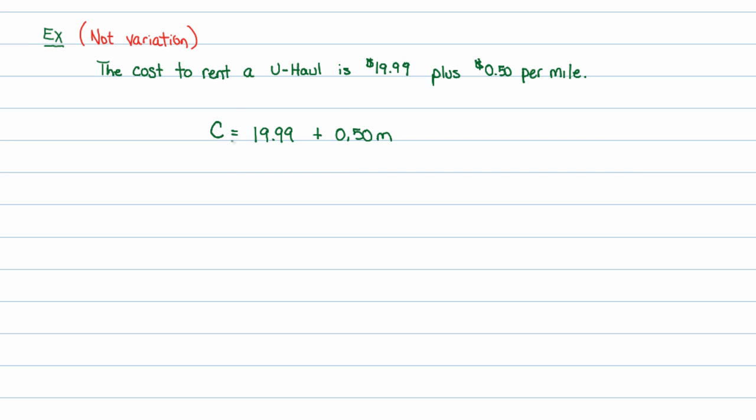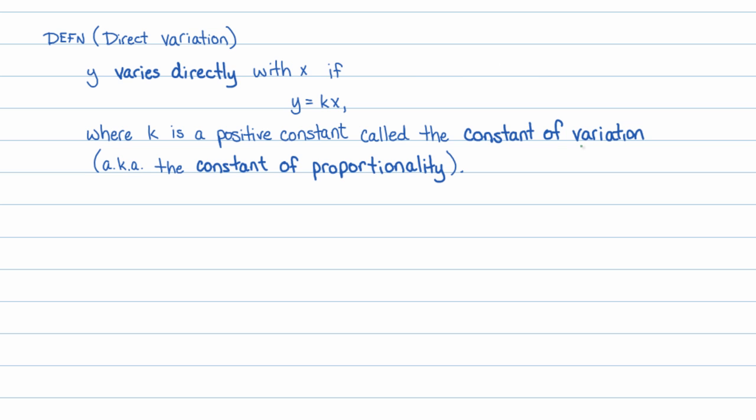This could be variation if and only if it was this, C equals 0.50 m. That's direct variation right there, because C is equal to something times our variable. Remember, direct variation is given by y equals kx, where k is called the constant of variation or the constant of proportionality.